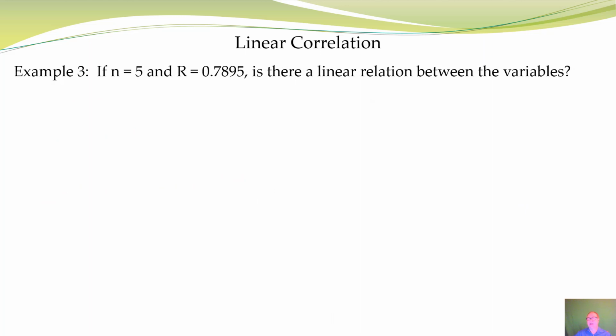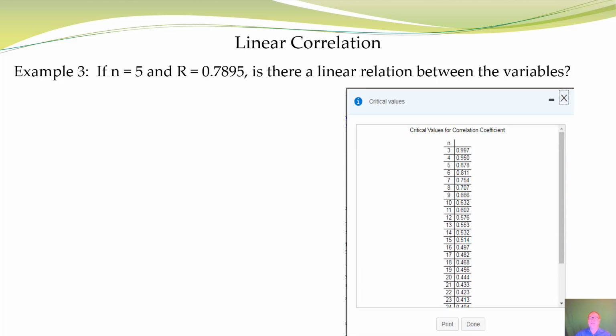Example 3, if n is 5, r is 0.7895, is there a linear relation between the variables? Go to your table, n is 5, so our critical value is 0.878. In this case, the absolute value of 0.7895 is less than 0.878. Hence, no linear relation exists. So there's 3 examples where you get a positive linear relation, a negative linear relation, and no linear relation using the table.